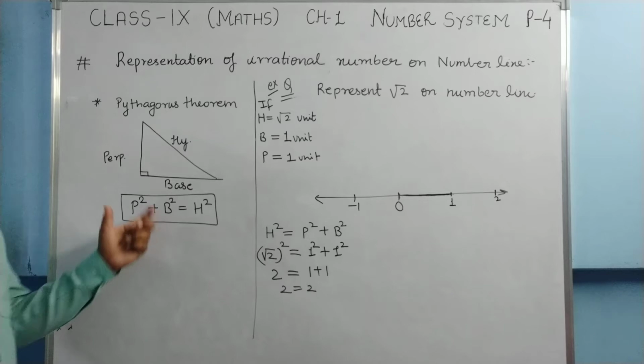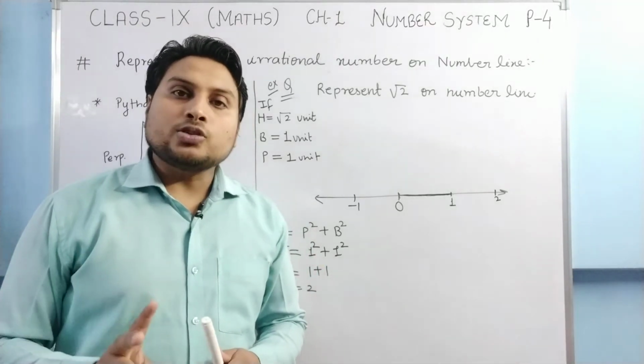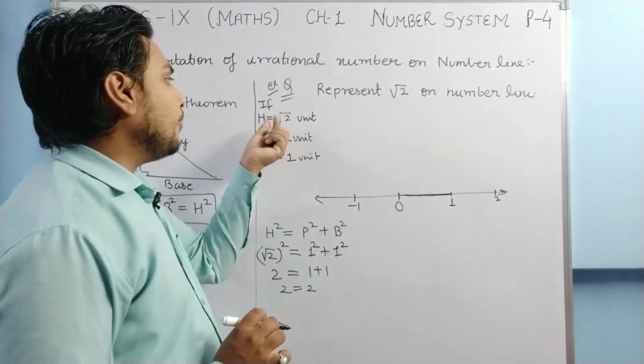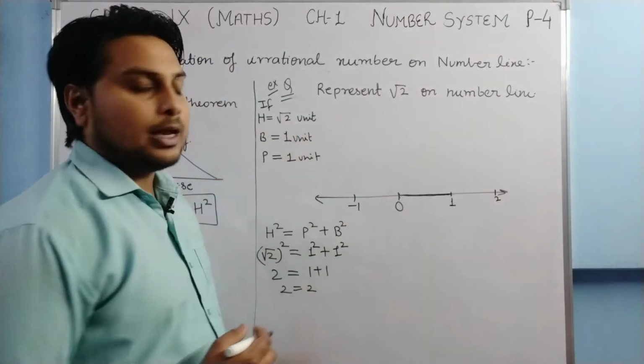Whatever the number is, we have to think of the values of perpendicular and base such that the value which we are going to show on the number line is the hypotenuse.